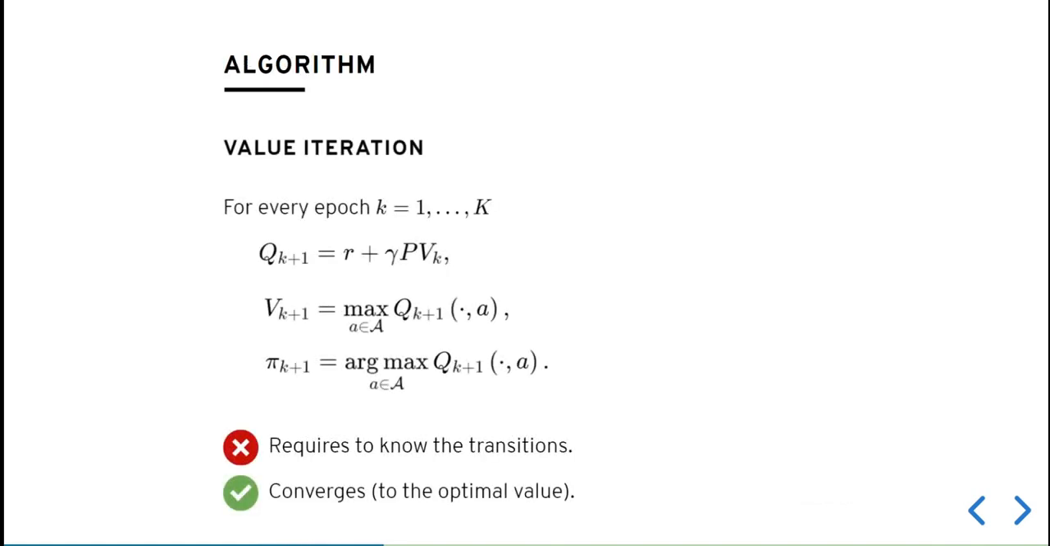And to solve this problem, the first algorithm one studies is value iteration, and it goes as follows. Because the operator induced by the optimal Bellman equation is a contraction, Banach's fixed point theorem tells us that if we keep iterating it, we will converge to its unique fixed point, which happens to be the optimal value function. However, a drawback is that such an algorithm requires the knowledge of the transition probabilities.